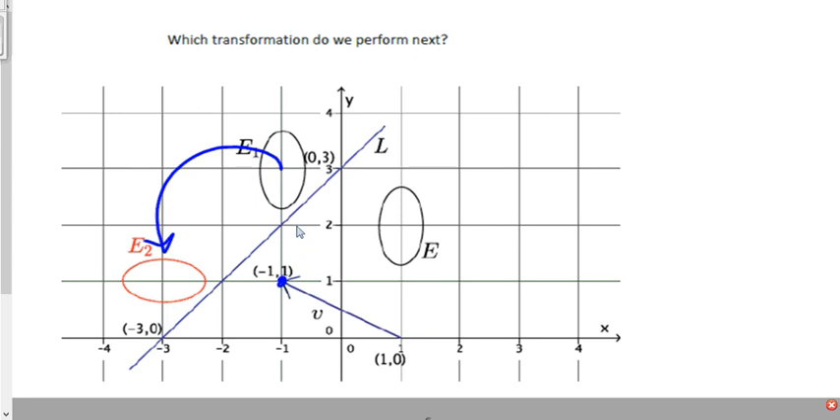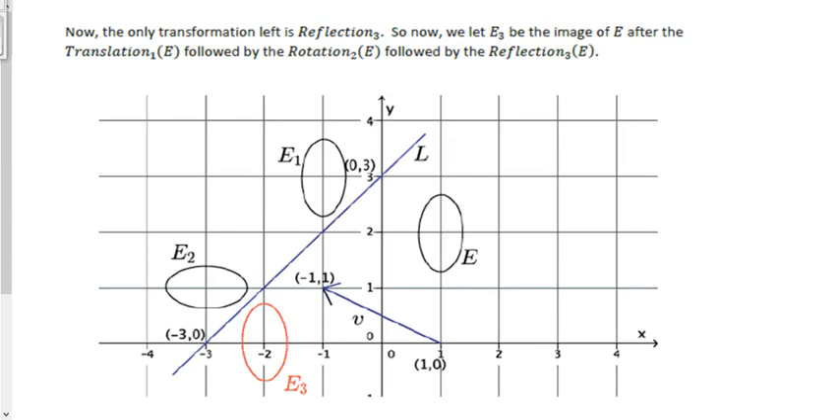So on your transparency, you would highlight this point right here, trace your E prime, and then rotate your paper a quarter of a turn counterclockwise, and you will end up right here where it has E2. Okay, so we've done two of the sequences. We've translated along this vector V, and we have rotated it a positive 90 degrees, which is 90 degrees counterclockwise. Okay, the last thing then would be to reflect.